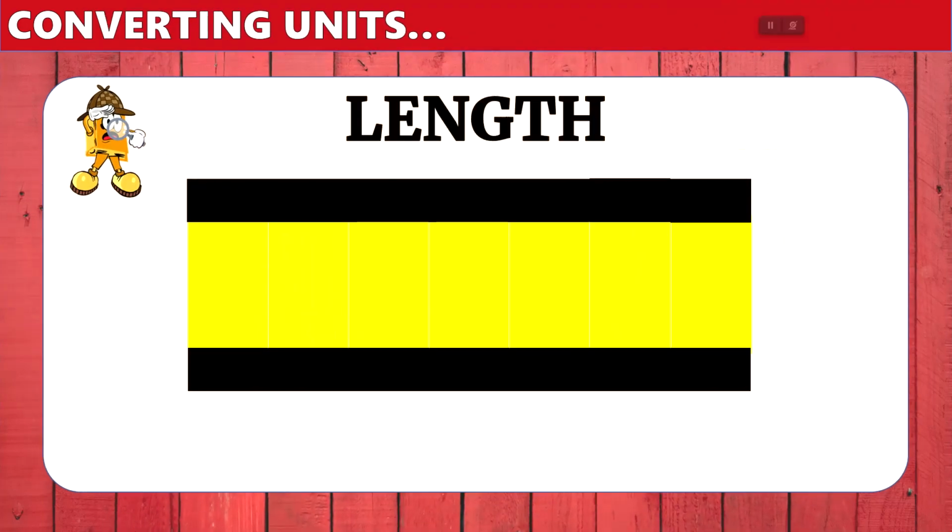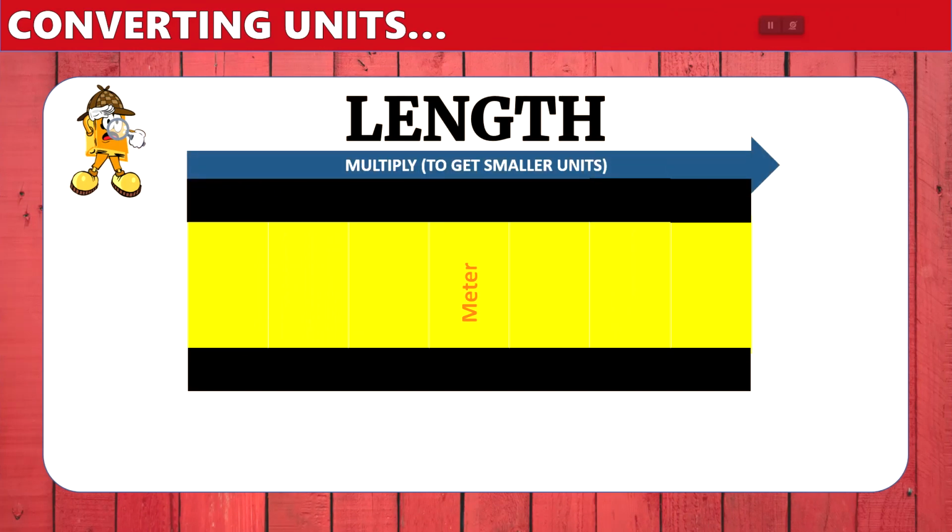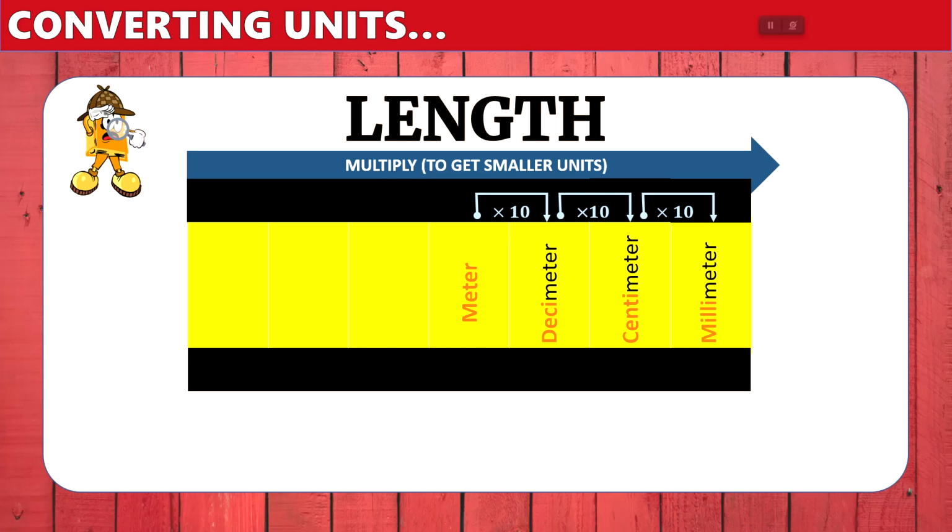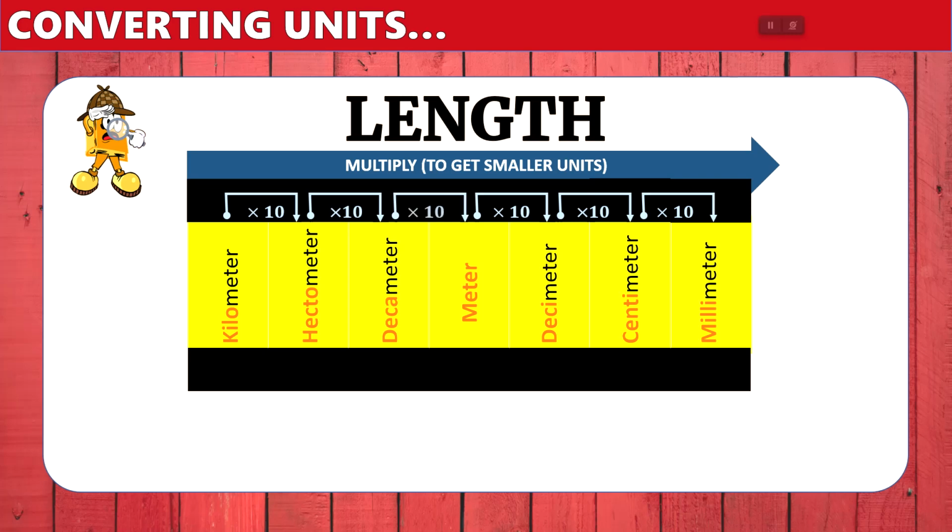Let's imagine this chart of length has the meter in the middle, and we're going to multiply in order to get smaller units. And so in order to go from meters to decimeters, we multiply by 10. Decimeters multiplied by 10 gives us centimeters. And centimeters multiplied by 10 gives us millimeters. Let's start on the other end on the left-hand side. Kilometers, when we multiply those by 10, we get hectometers. And hectometers multiplied by 10 gives us decameters. And if we start with decameters and multiply by 10, it would give us meters.